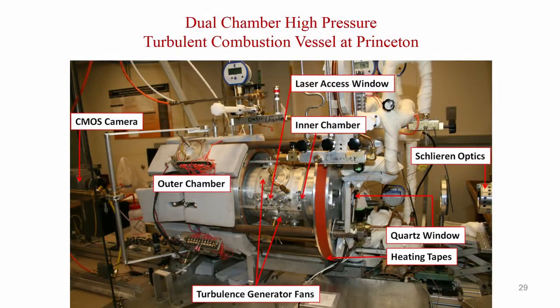Next we will talk in some detail about this dual chamber high pressure turbulent combustion vessel at Princeton, where many of these expanding turbulent flame experiments were done. These were also done previously at Leeds University, but this setup is a little bit different from those. The main purpose is to measure the turbulent flame speed of expanding turbulent flames at high pressure and at constant pressure. So to maintain constant pressure, this setup is used.